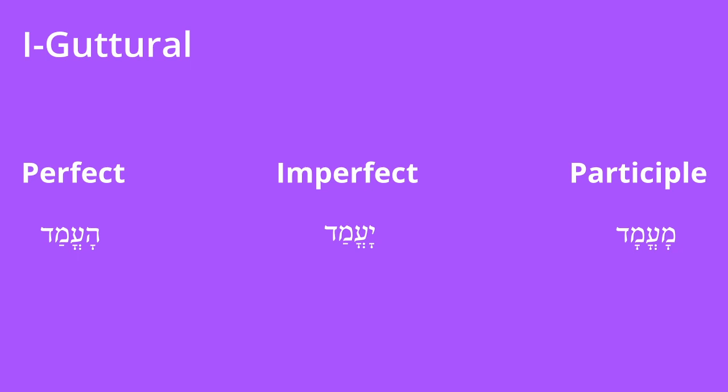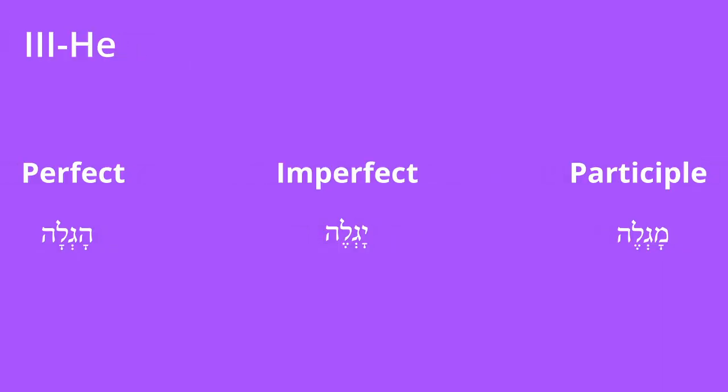With weak verbs, there's no real differences here. With first gutturals, we have our he prefix plus O class vowel, and we retain our patah stem vowel. With the participle, the stem vowel lengthens to qamets. Now, we might see some variations to segol, but this is all very consistent with everything we've learned. With third he, we still get our he prefix and our O class vowel, but no stem vowel. Or if we do have any sort of stem vowel, we're going to see a tsere yod or a segol yod.